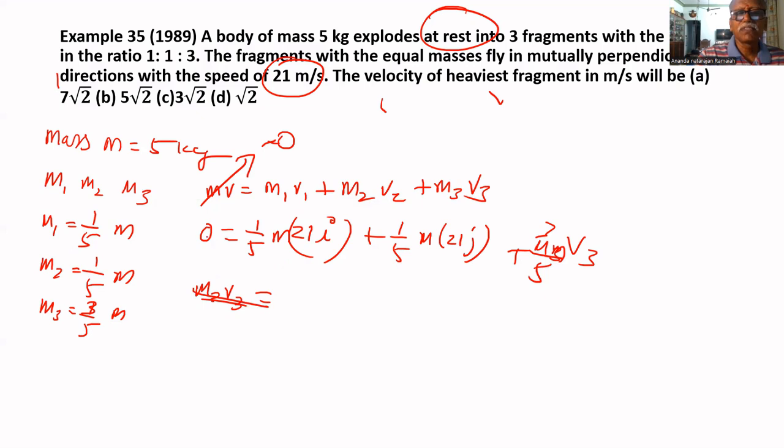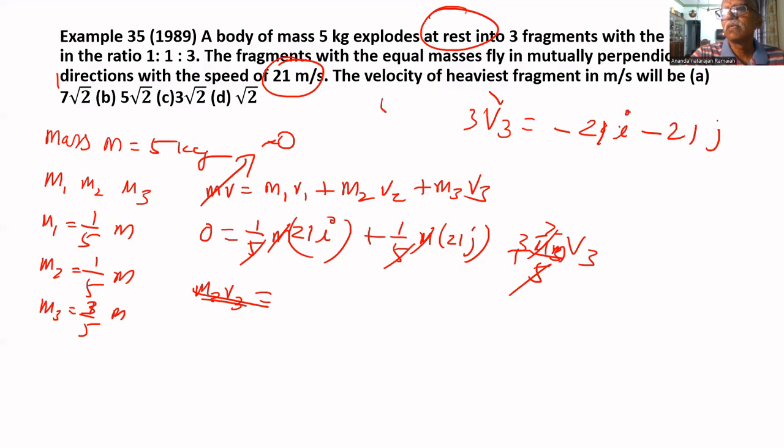So the left side is 0. That's why the 5 gets cancelled, and M also gets cancelled. 3M also gets cancelled. Therefore, 3V3 is equal to minus 21I minus 21J. Therefore, V3 is equal to minus 7I minus 7J.